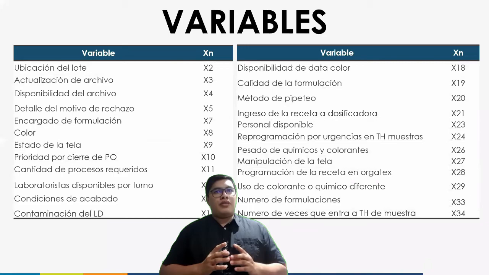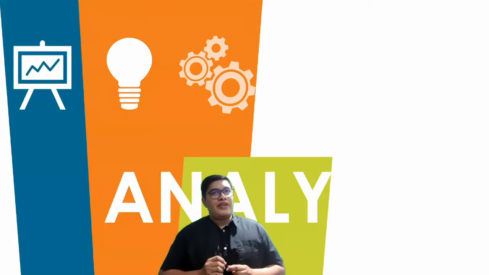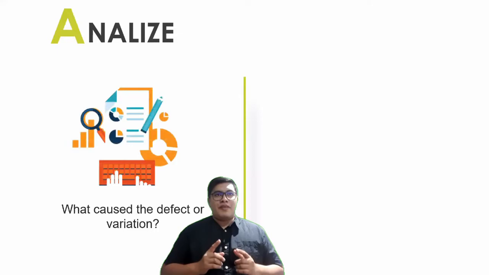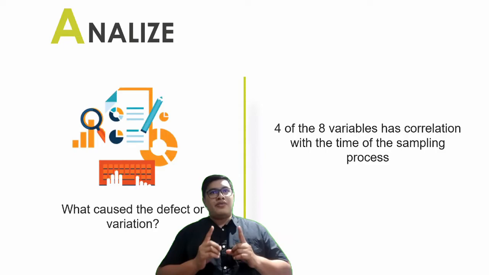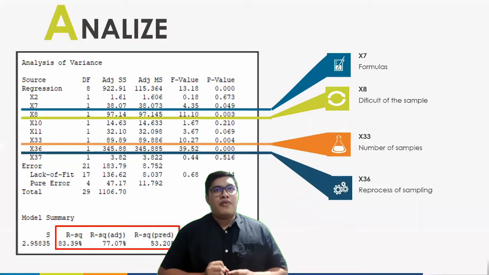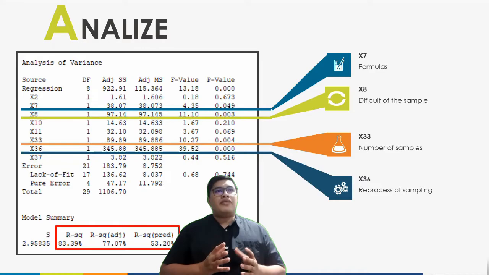In the analyzing phase, you determine what causes the defects and variation by analyzing previous data. In El Salvador, 8 variables were considered, but only 4 had correlation with the time of the sampling process. The first one was the formulation process. That means that the know-how is not exact, and it depends on the person who does it. The second one, the time is affected by the difficulty of the sample. Third, the number of samples that are going to be shown to the client affects the time. And the last one, the reprocess of the sampling.